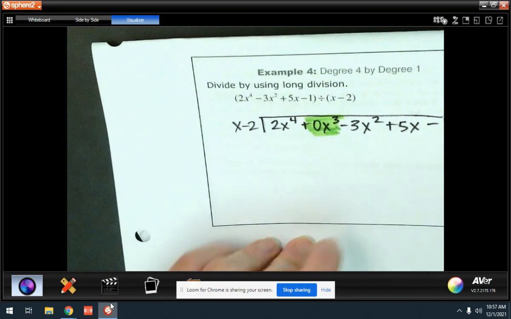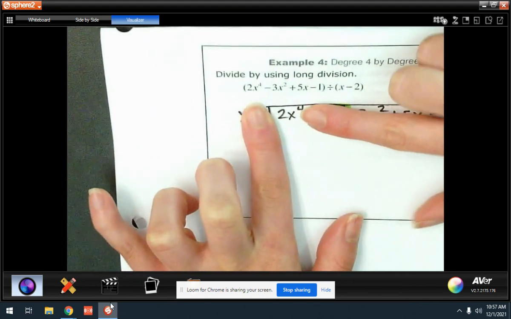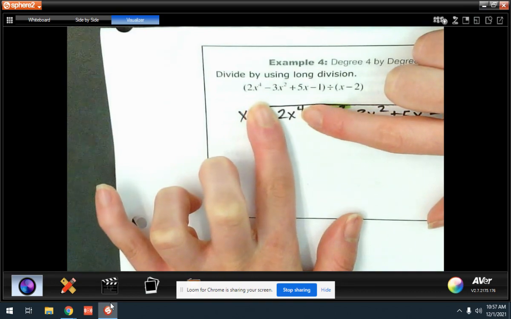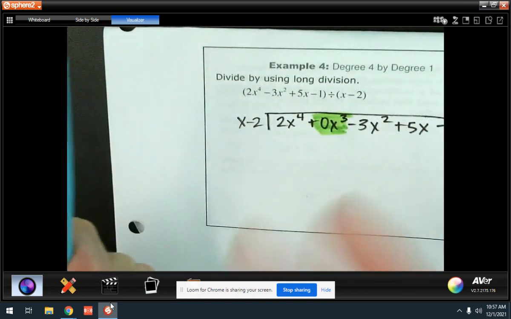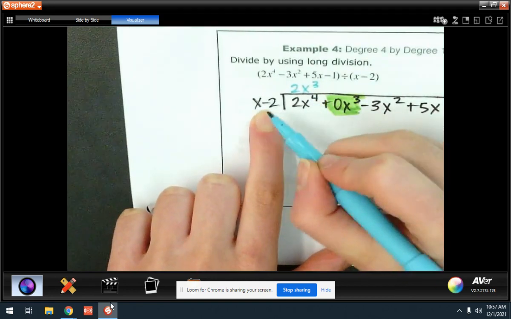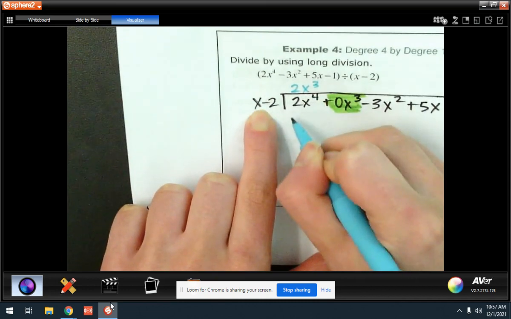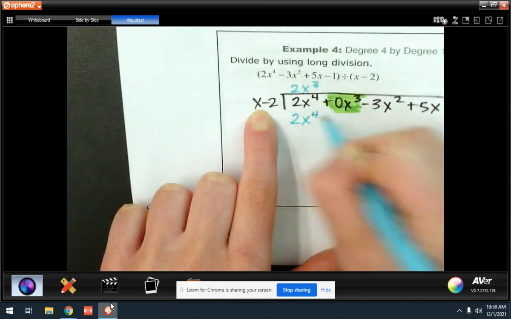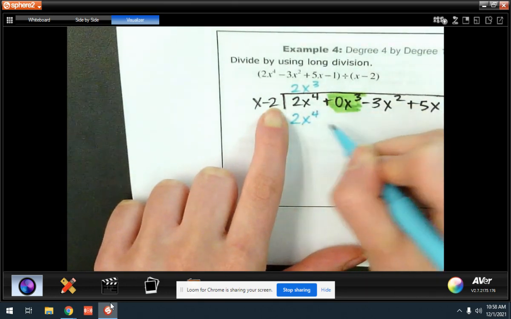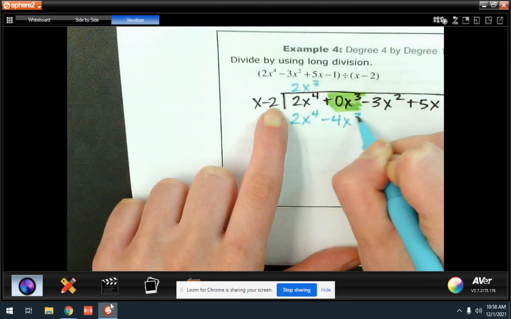All right. x times what would give me that 2x^4? 2x cubed. So we're going to put the 2x cubed right there. And then multiply that 2x cubed by each term over in the divisor. So 2x cubed times x is 2x^4, just like we wanted. 2x cubed times negative 2 is negative 4x cubed.